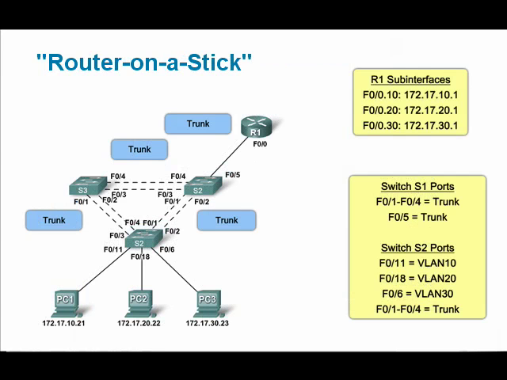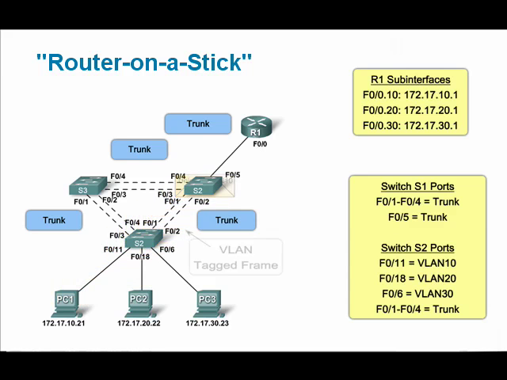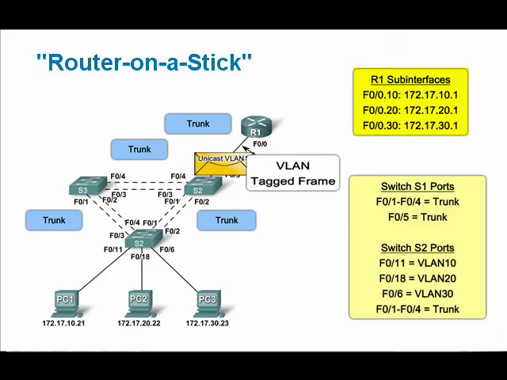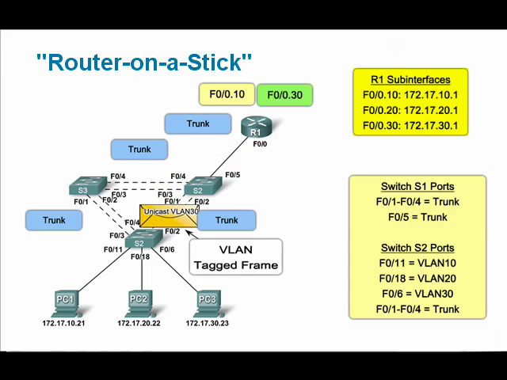Router on a stick VLAN configuration enables networkers to configure a single trunk port between the switched network and the router regardless of the number of VLANs. The single physical router interface is configured into multiple logical subinterfaces. In this example, you can see that the F0/1 physical interface has been divided into 3 logical subinterfaces, one for each VLAN. The IP address of each subinterface serves as the default gateway for its respective VLAN.